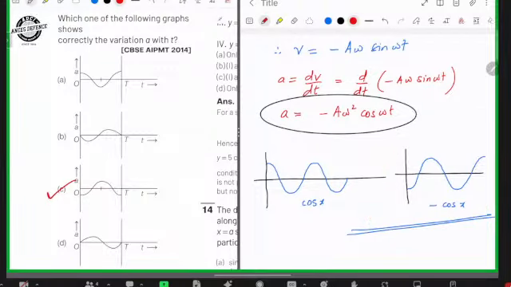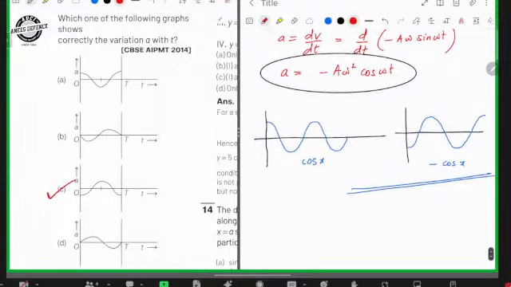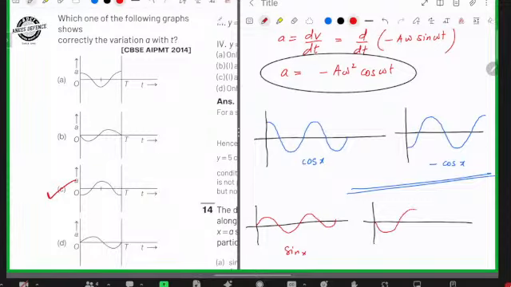If it would be minus sine function, then you must remember the sine function. The graph of sine function looks like this. See, this is how sine function looks like. This is sine function. What about minus sine function? Just reverse it, flip it like this. This is the graph of minus sine function. Okay.